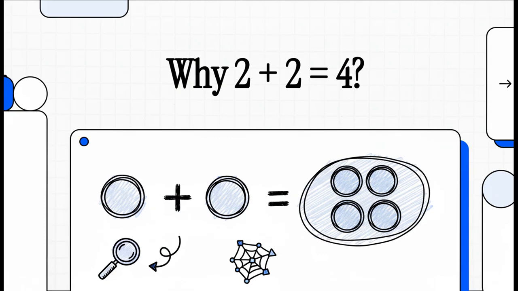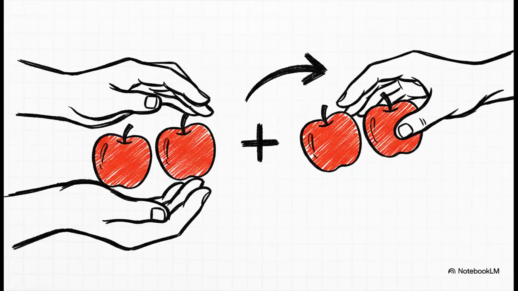All right, let's jump right into a question that sounds, well, almost too simple. You've known the answer since you could count on your fingers. But the real why behind it? That's a journey into the very heart of logic and math itself. So, why does 2 plus 2 really equal 4? Let's dig in. We all know this one, right?